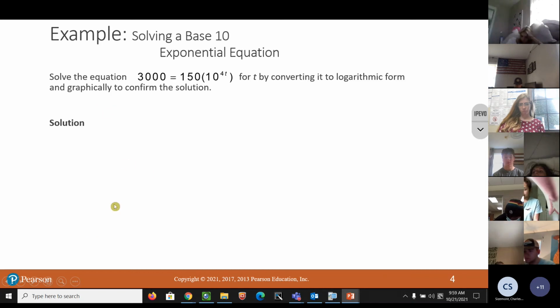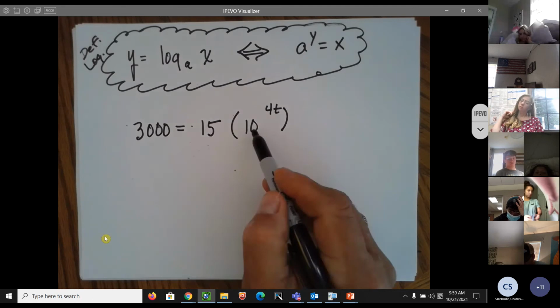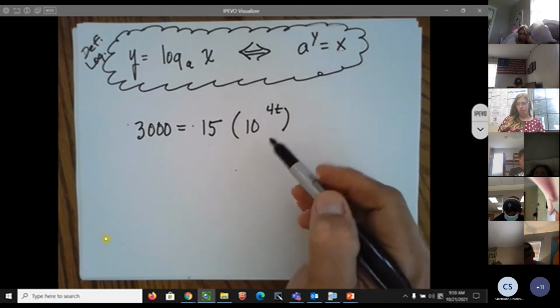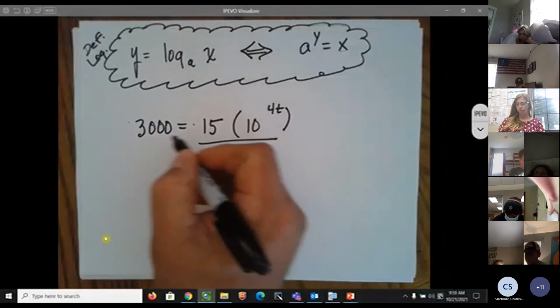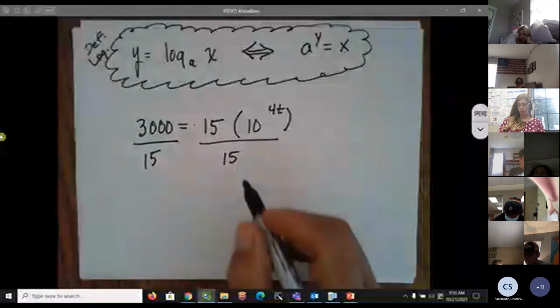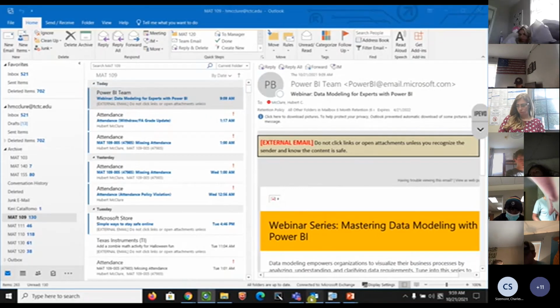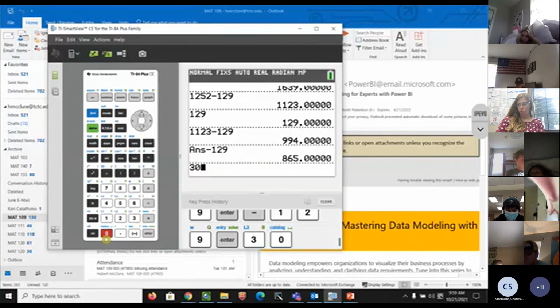All right, here's an example right here. It says solve the equation. Now, equations are going to make up a good portion of your test. This one says 3,000 is equal to 150 times 10 to the 4t. The first thing I'm going to do is divide by that 15 because I want to get this exponent by itself so it can equal whatever. So I'm going to divide by 15. And that's going to give me 10 to the 4t is equal to 3,000 divided by 15, which is going to be like 200.